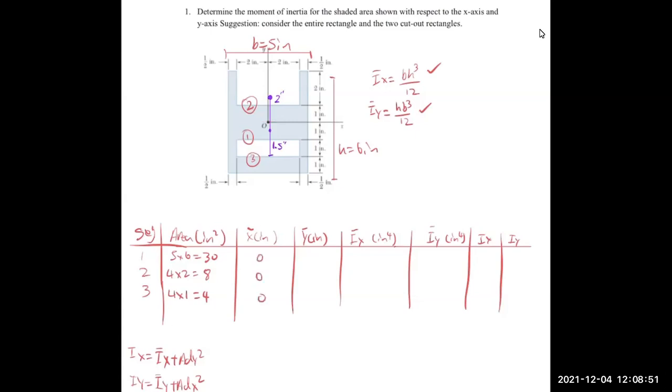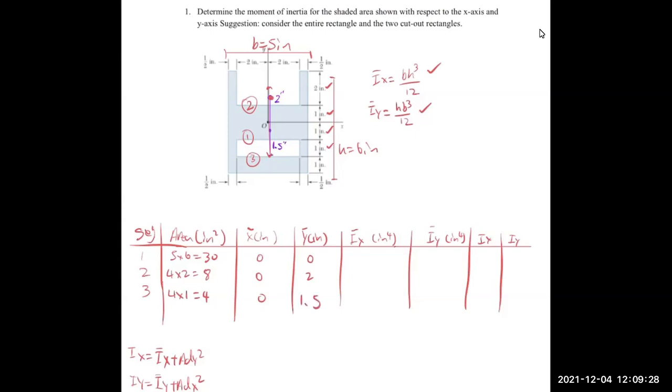And then for the y bar, we know that it's from the y-axis out. As you can see right here, for segment one, it's just about the origin, so it's going to be 0. For segment two, you take that 1 inch plus half of the 2 inch, so the total y bar right here will be 2 inch. For segment three, same thing, take that 1 inch plus half of the 1 inch, which is 0.5. Add them together, you get 1.5.